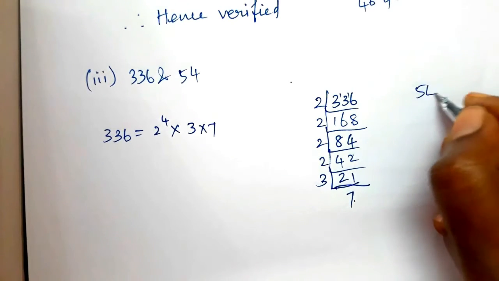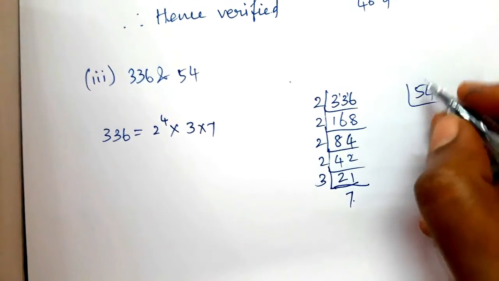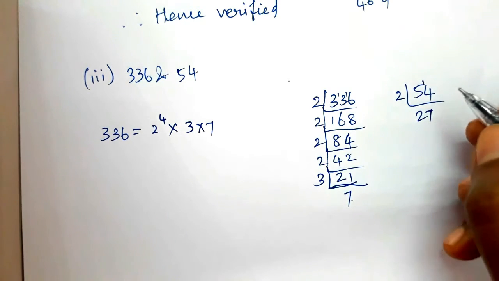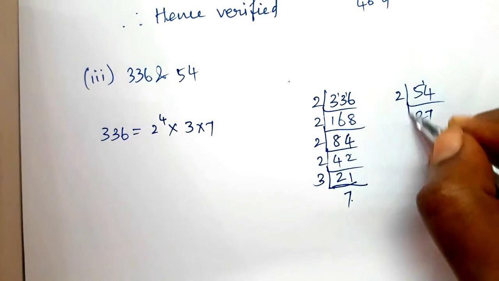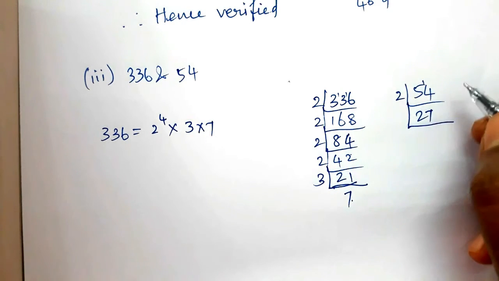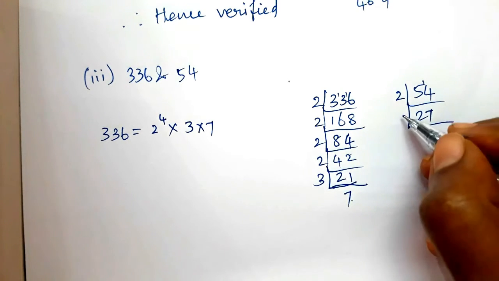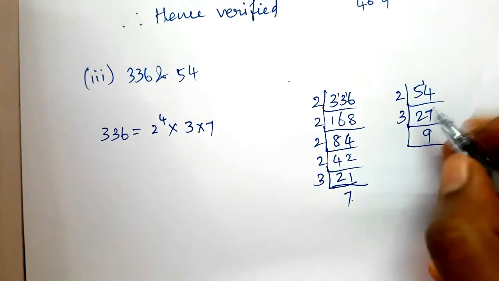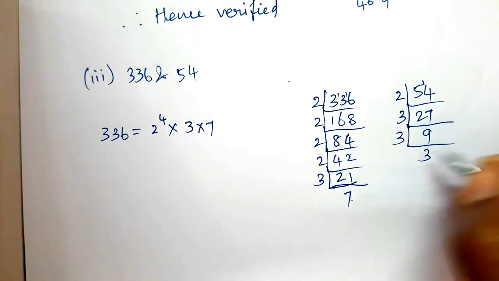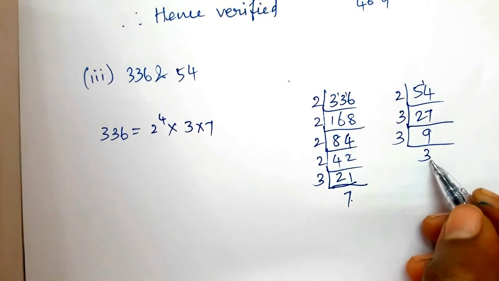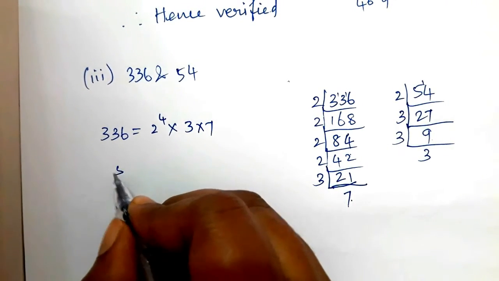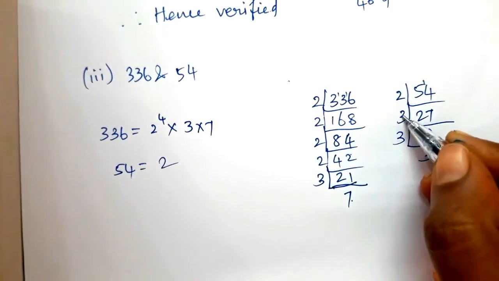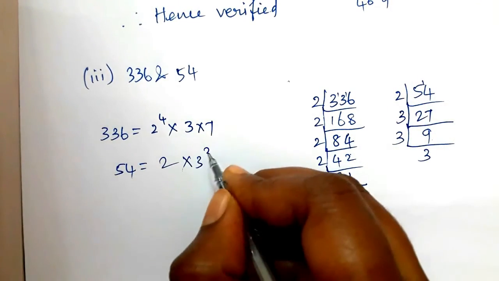Next number 54, it is the even number, so it goes in 2. 2 2s are 4, remaining 1, 7 2s are 14. And next, this is not an even number, but sum of the digits gets multiple of 3, so it goes in 3. 9 3s are 27. Now again it goes in 3, so 3 3s are 9. Now 3 is the prime number, so stop the process here. 54 can be written as, here 2, 3 times 3 was there, so 3 cube.